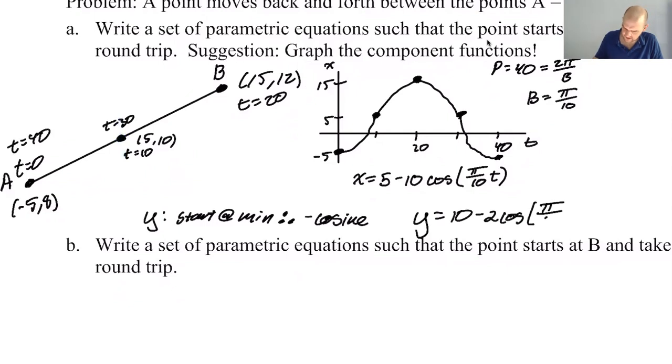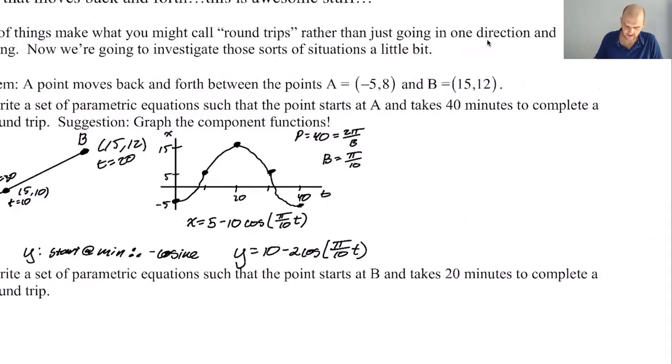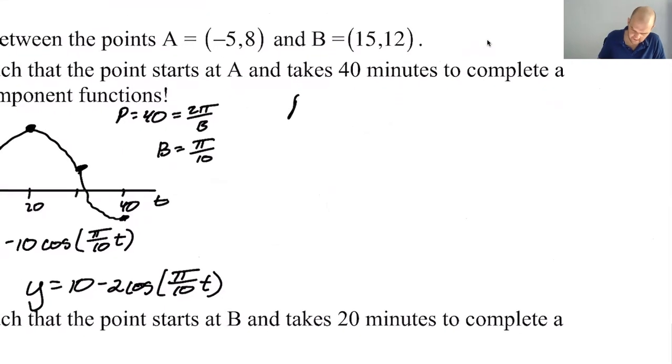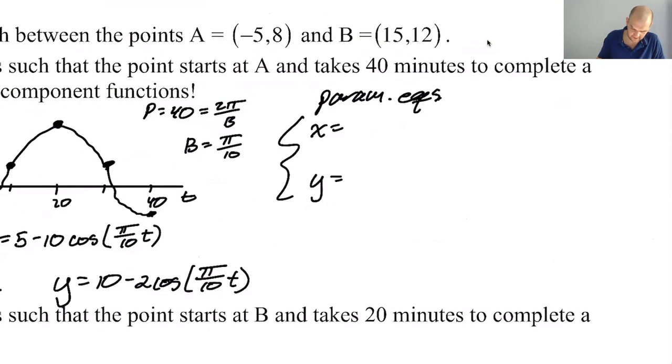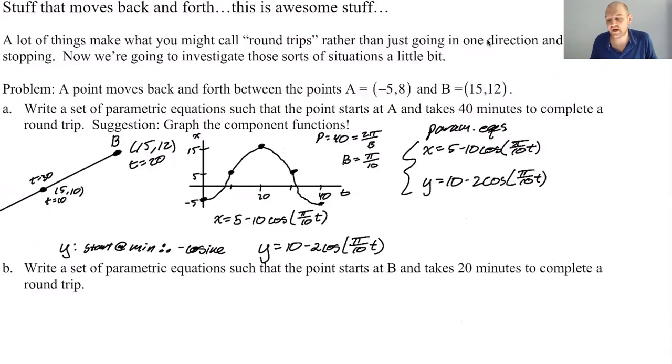Now, are you surprised that we use cosine twice? I don't know. So our parametric equations are going to be, wow, that's not all right, it's bad, but 10 cosine pi over 10t, and then 10 minus 2 cosine pi over 10t. All right, so were you surprised that you used cosine of pi over 10t twice?